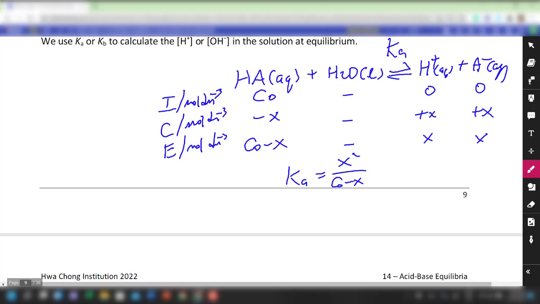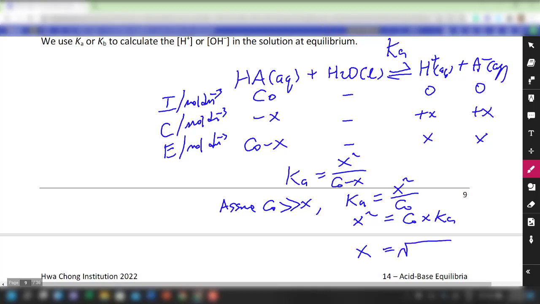Usually, to simplify our calculation, we will make an assumption here. We will assume that the ionization is negligible as compared to the initial concentration. So that will mean that we will assume C naught to be way greater than X. Yeah, so because of that, we'll be able to get Ka equals X squared over C naught, and then we'll be able to get X squared equals C naught multiplied by Ka, and then we can get X to be equal to the square root of C naught multiplied by Ka.